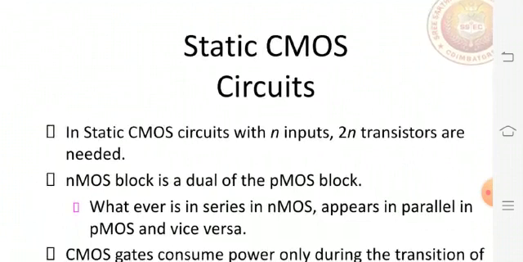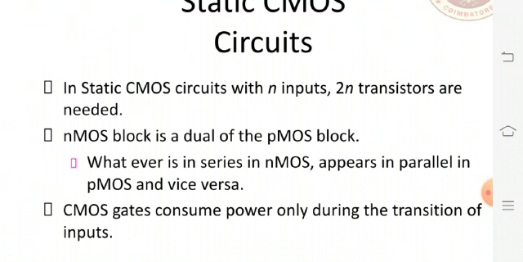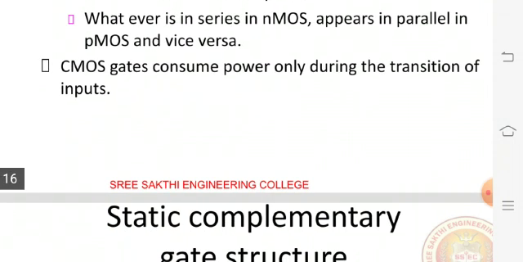In static CMOS circuits, for n inputs, 2n transistors are needed. The NMOS block is the dual of the PMOS block. Whatever is in series in NMOS appears in parallel in PMOS and vice versa. So if you design a circuit using NMOS, we can draw the reverse for PMOS with the same input. Next, CMOS gates consume power only during the transition of inputs.